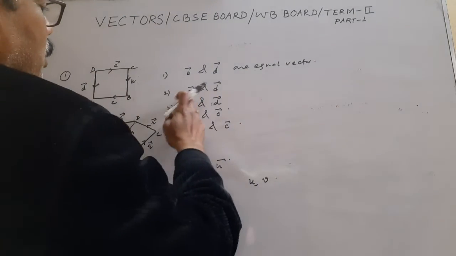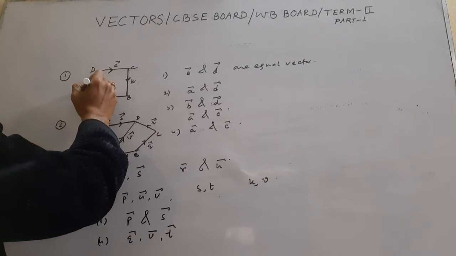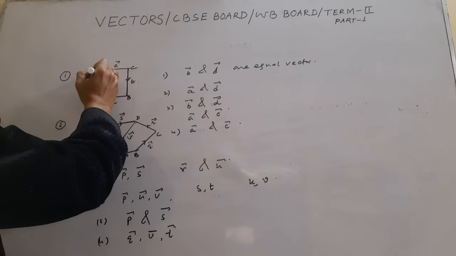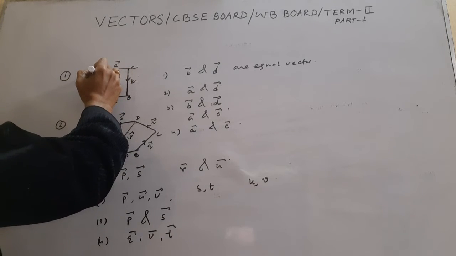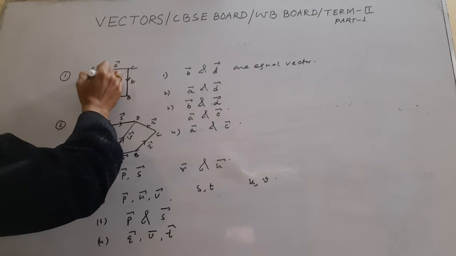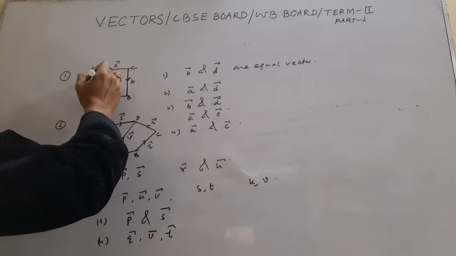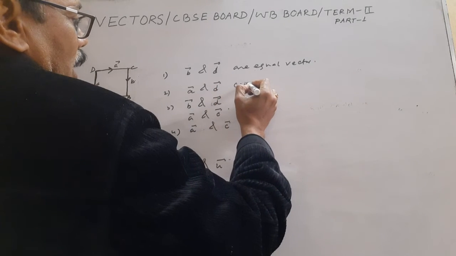Now, what is the relation between A and D? Look, they have the same initial point. D to C, D to A. So they are called co-initial vectors.